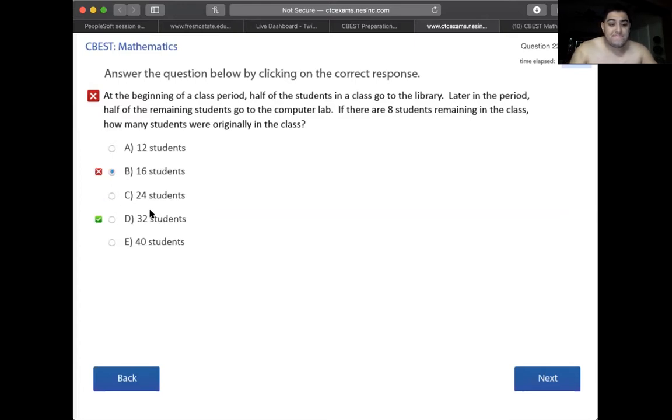Okay? And same thing with 40. You can have 16 students go in the beginning, and then after that you can have another 16 go, and it adds up to 32. And now you have 8 students remaining in the class, which adds up to 40. And now it can be E. So yeah, it's confusing to me. It can be either one of these 3.